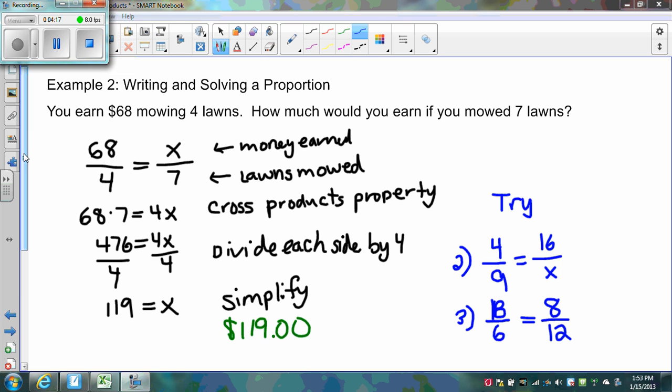And those are the only two examples for this section of the chapter. So that's all for today.